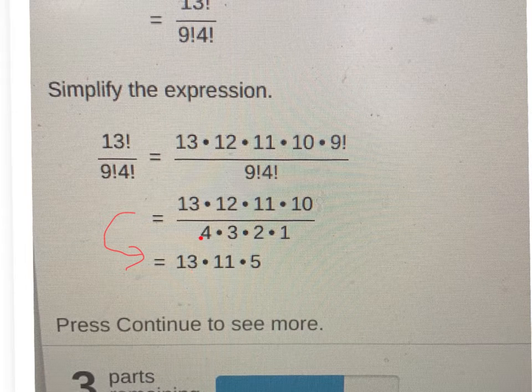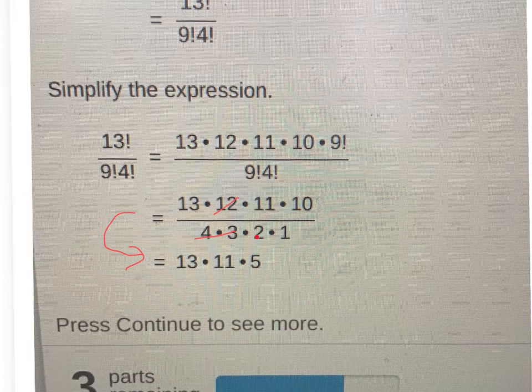How'd they get here? Well, first thing I look at, I see 4 times 3 is 12. And so I'm going, 12, and I'll mark those out. 4 times 3 is the same as 12, and so those go out. Then I got this 2 here. I'm thinking, what can I do with that?